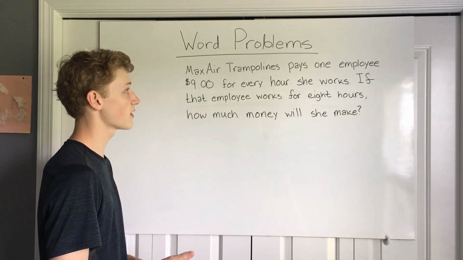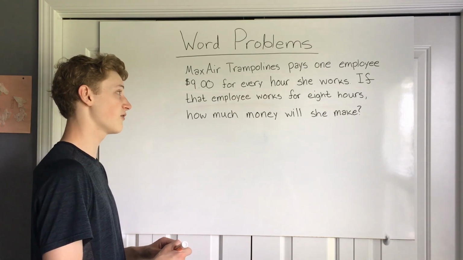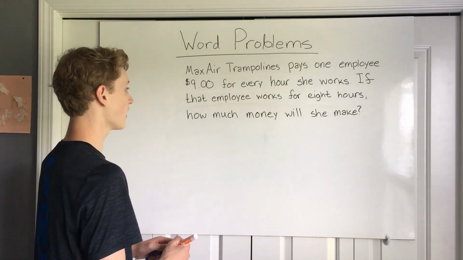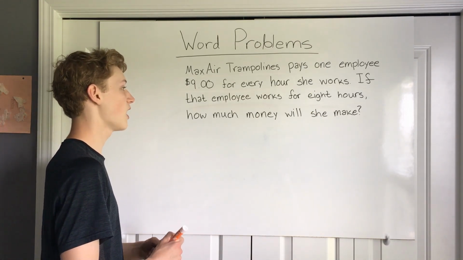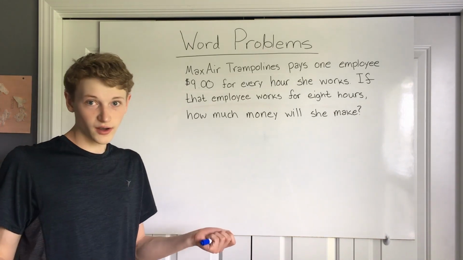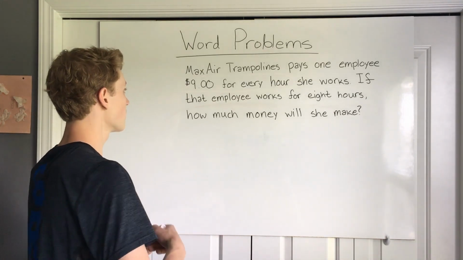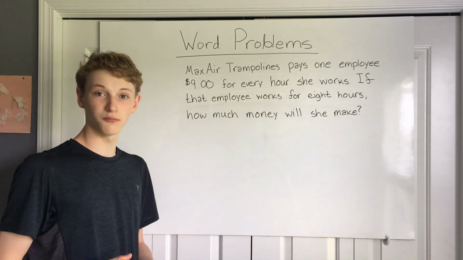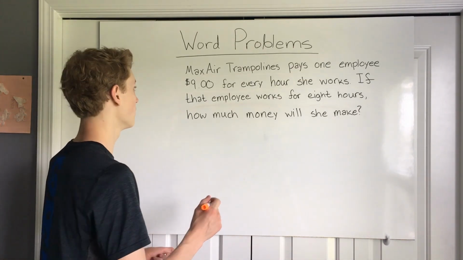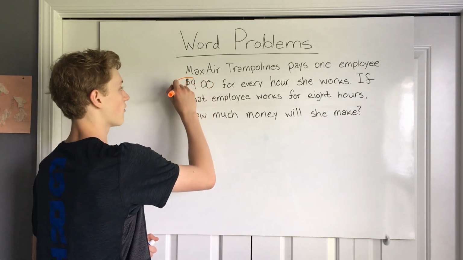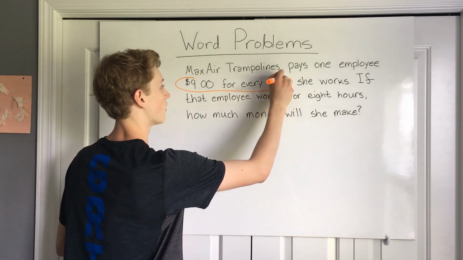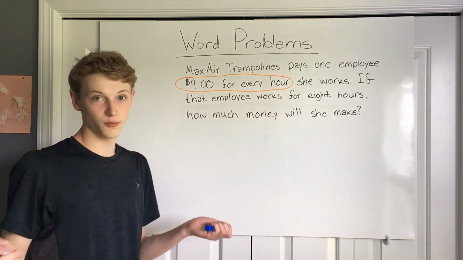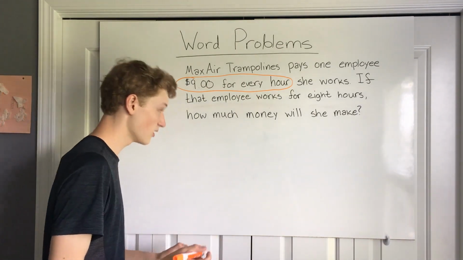Max Air Trampolines pays one employee $9 for every hour she works. If that employee works for 8 hours, how much money will she make? So now I kind of know what they're asking me. So let's highlight some things that we think would be important in answering the question. So $9 for every hour. That's her wage. That might be helpful for me to find out how much she makes.